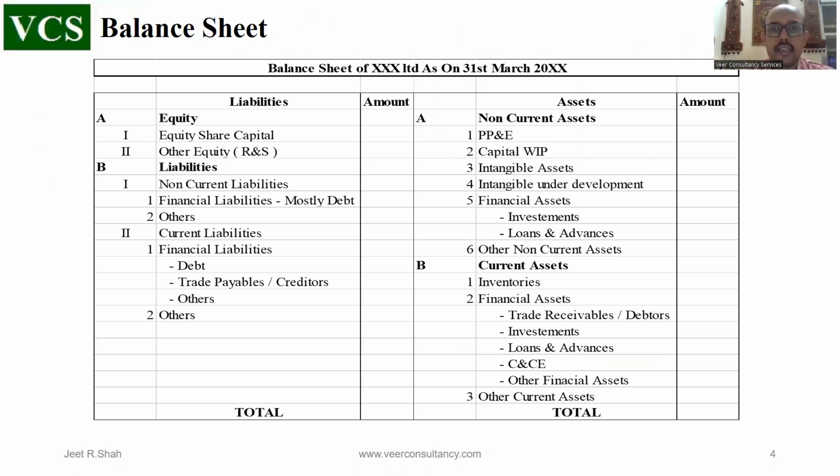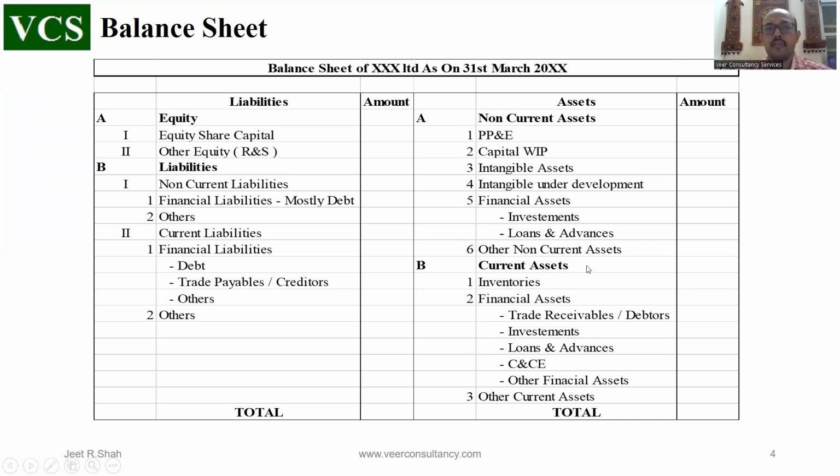This is the typical T-shaped balance sheet that we have, the traditional balance sheet, where on one hand we have liabilities, on the other hand we have assets. Liabilities are in two parts. One is A, equity, that is the owner's money, and B, liability, that is the money that you have got from outside that you have to repay. Assets are again in two parts: non-current assets or the long-term assets, and current assets or the short-term assets.